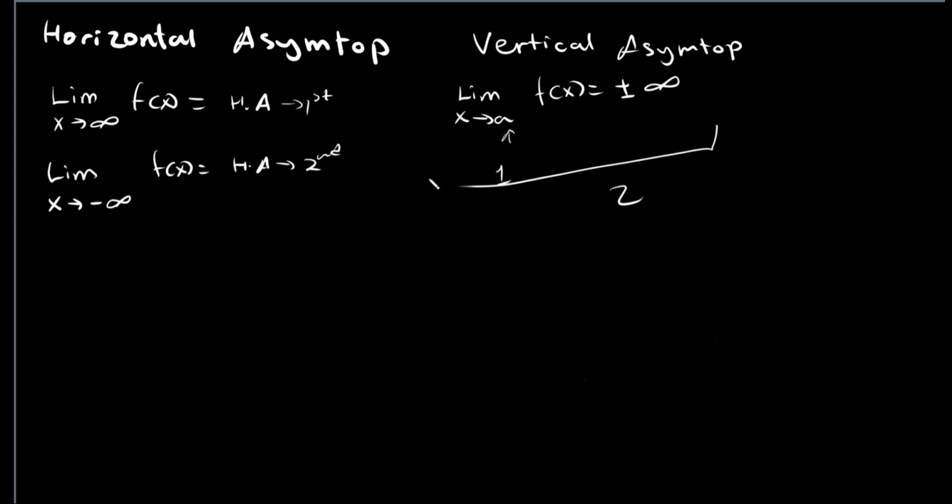So there's two steps for a vertical asymptote. Do not stop when you find your a. You should do the limit. So this covers horizontal and vertical asymptotes. Now we're going to put this into application.